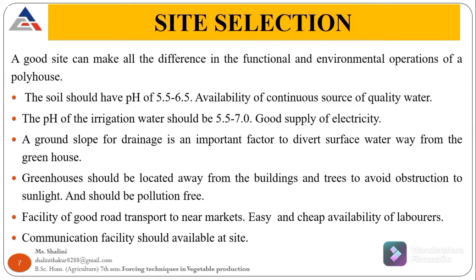There should also be a good supply of electricity, because if you are using an automated polyhouse, you need good quality electricity. If there is a power cut, you should have a generator there so that there is no shortage of electricity. Okay, so ground slope for drainage is an important factor.